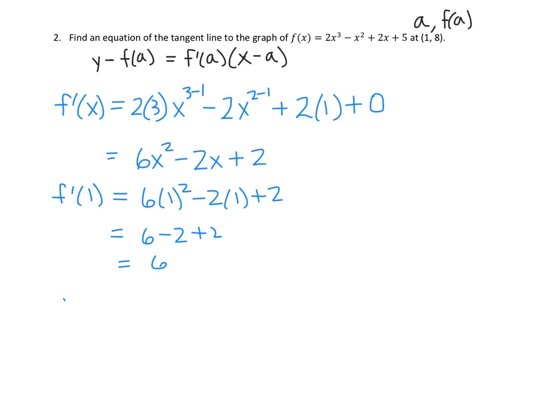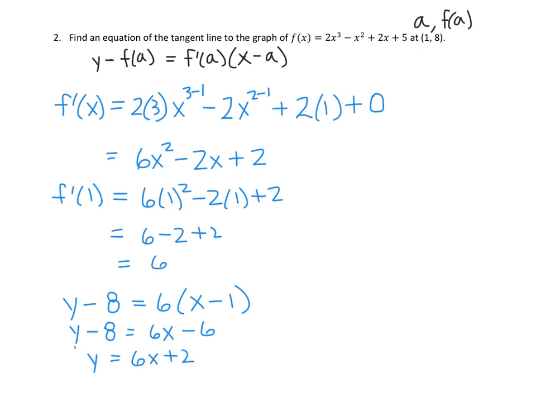So now we have y minus our f of a, which is 8, equal to our slope of 6 times x minus a, and our a value is 1. So simplifying, we have y minus 8 equal to 6x minus 6. Add 8 to both sides, and we have y equals 6x plus 2. So that is our equation of our tangent line at the point (1, 8) of that function.